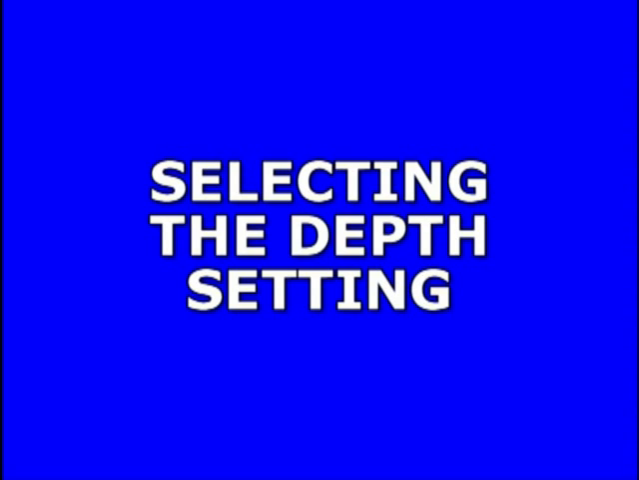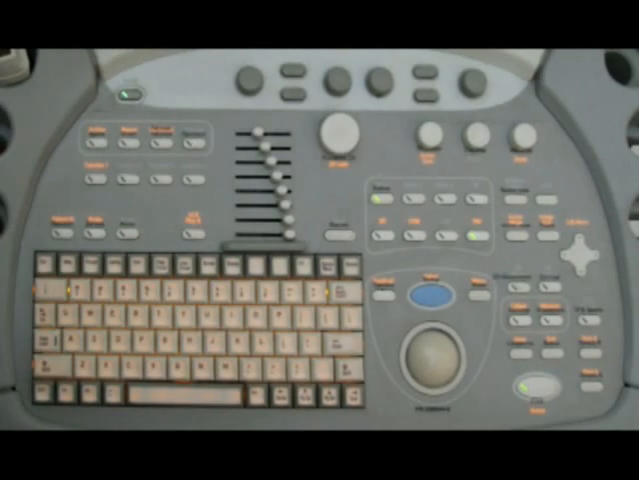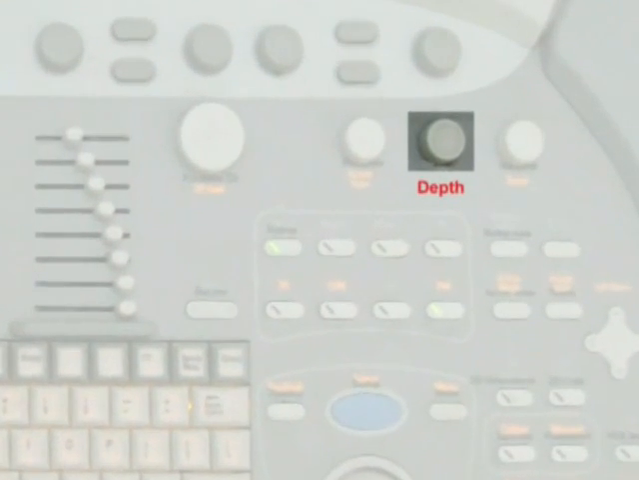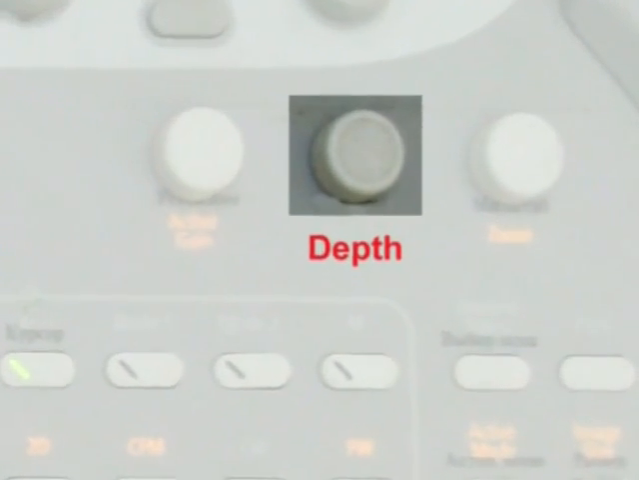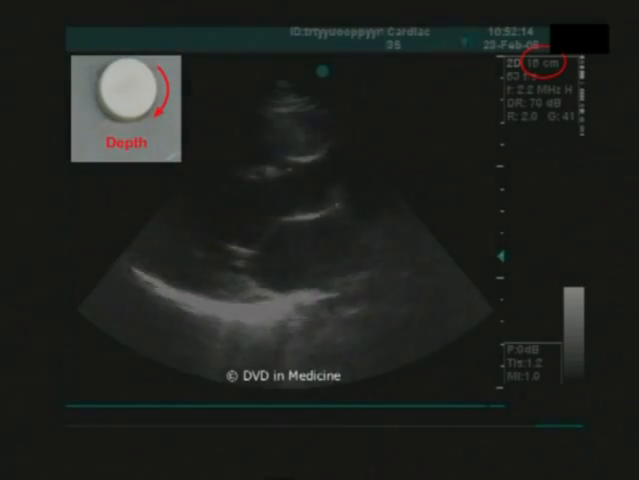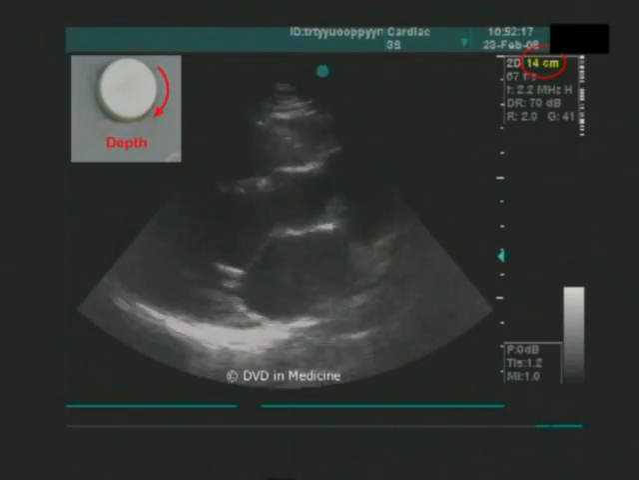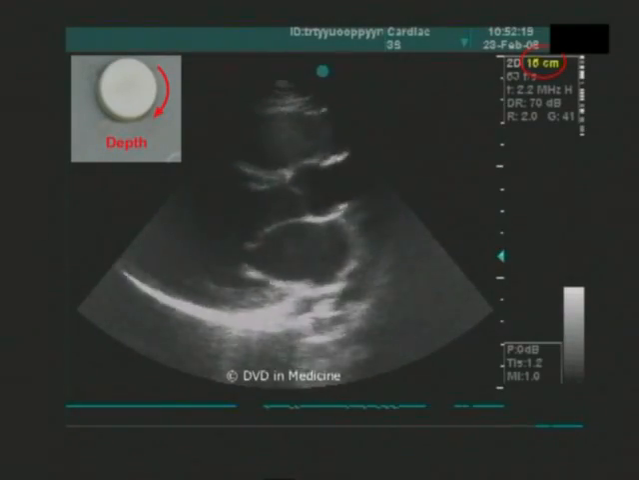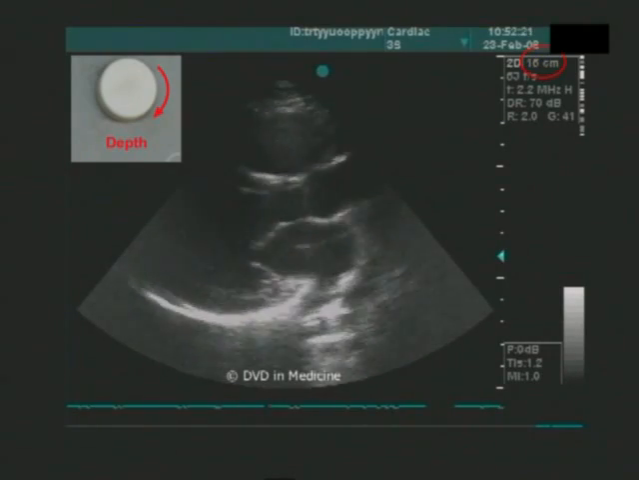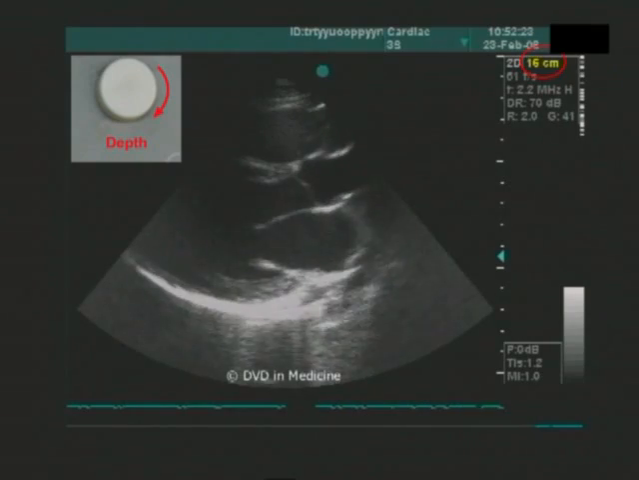Selecting the depth setting. One frequently changes the depth setting during the course of the examination. One selects the depth setting individually, but as a rule, the heart structures must fill up most of the sector.